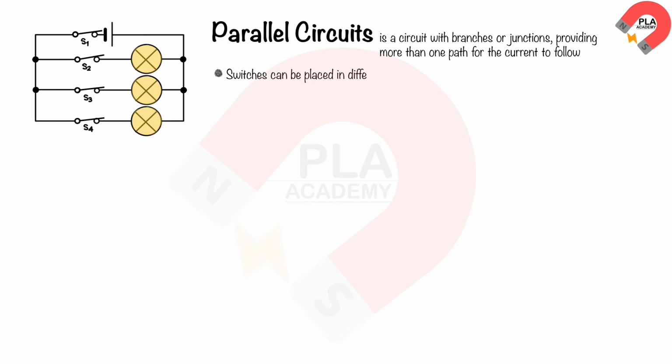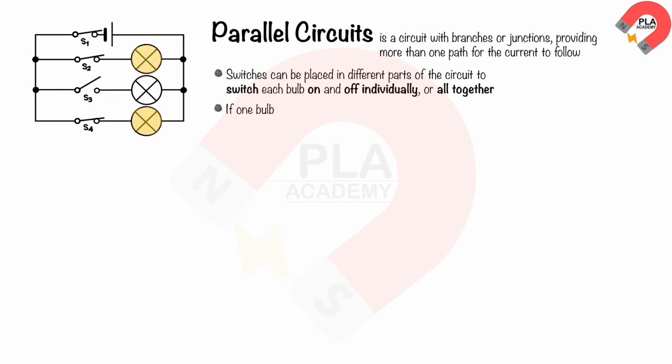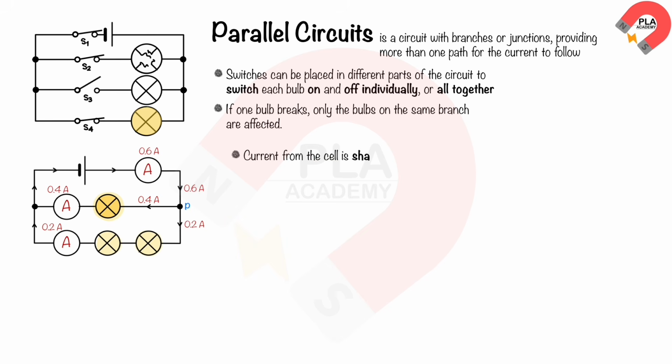switches can be placed in different parts of the circuit to switch each bulb on and off individually, or all together. If a switch S3 opens, only the bulb on the same branch turns off. If a switch S1 opens, all bulbs turn off. If one bulb breaks, only the bulbs on the same branch are affected. This means the current from the cell is shared in each branch.